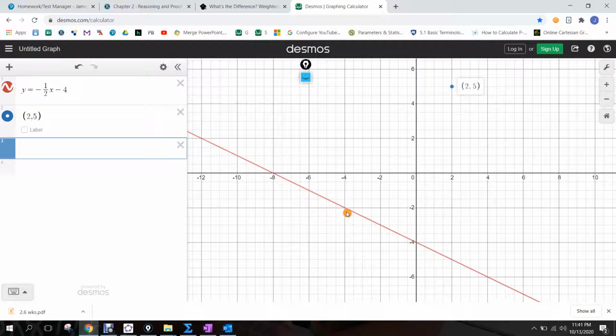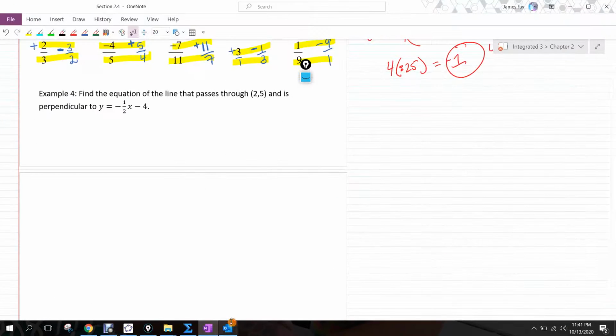Now it has to be perpendicular to this line. If it's going to be perpendicular to this line, and this line has a slope of negative 1/2, then the line that is going to be perpendicular to that should have the opposite sign reciprocal of negative 1/2. So I'm going to keep track of this information over here. Right now, I'm going to call this the given line right here: y equals negative 1/2 x minus 4. That is the given line. It's the one I'm provided with.